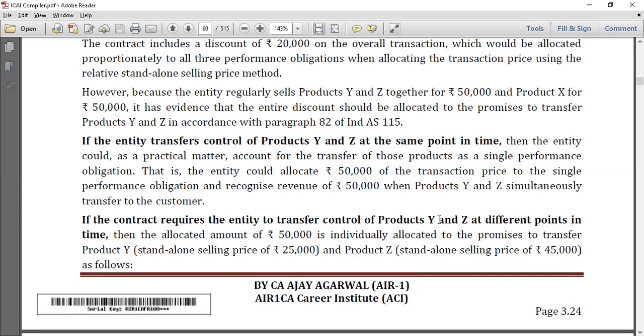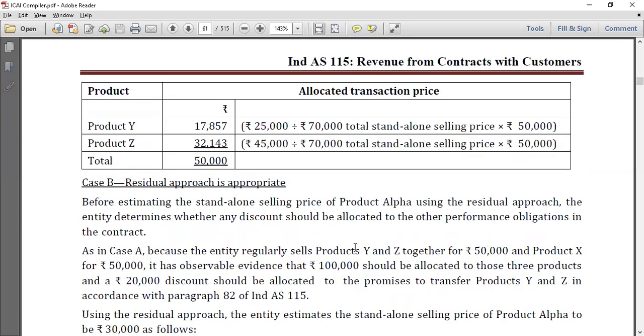In the second scenario, if the contract requires the transfer of control at different points in time, you need not allocate it between Y and Z when Y and Z are sold together and transferred together at the same point in time. But here Y and Z are transferred at a different point in time, so you have to allocate the discount of 20,000 to Y and Z. Okay, and that way you keep on allocating here.